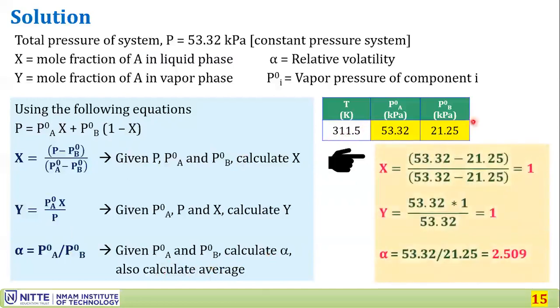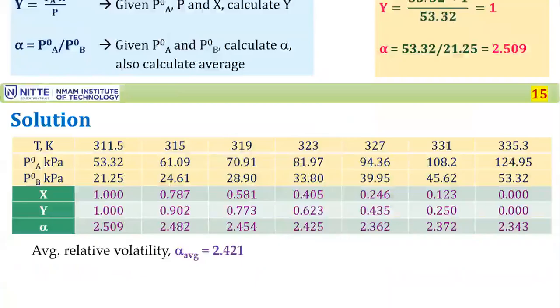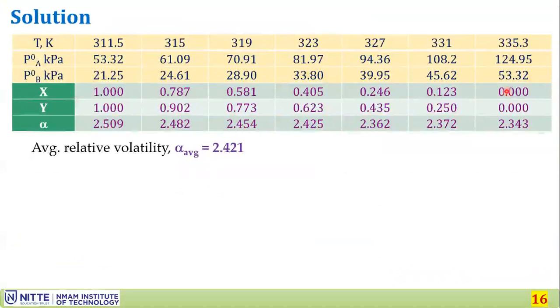So for this case, the one single value at 311.5 comes out like this. X is equal to 1, Y is equal to 1, alpha is equal to 2.509, just by substituting into these terms. Likewise, you have to do it for all other values. All the values of T individually, you have to calculate manually and verify this data. The average of all these alpha values is 2.421.